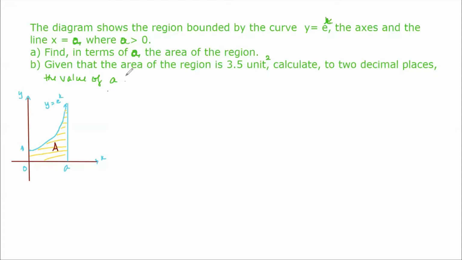B, given that the area of the region is 3.5 square units, calculate to 2 decimal places the value of a. And they give this diagram. So that means find this area, the yellow color here. Now we have this area from 0 to a, but a is unknown, then the question wants us to find it.